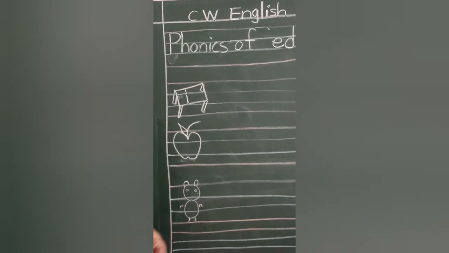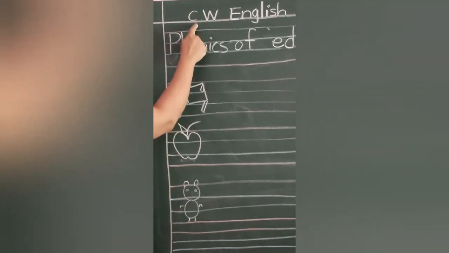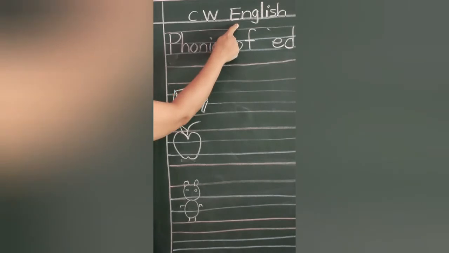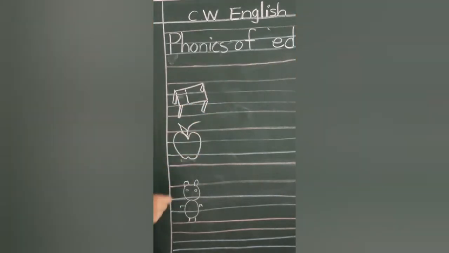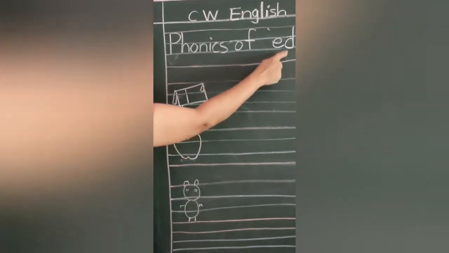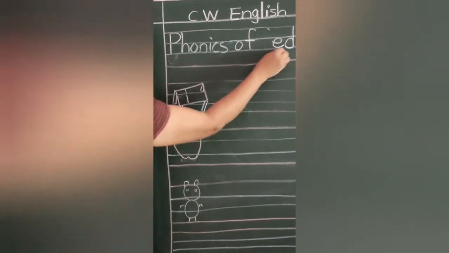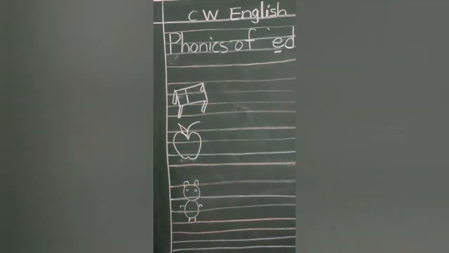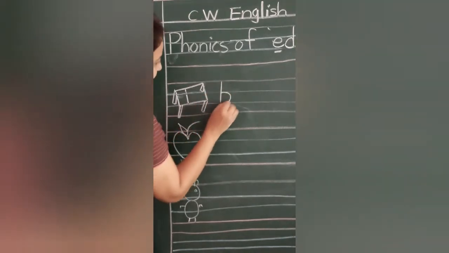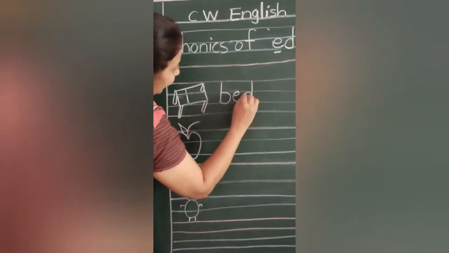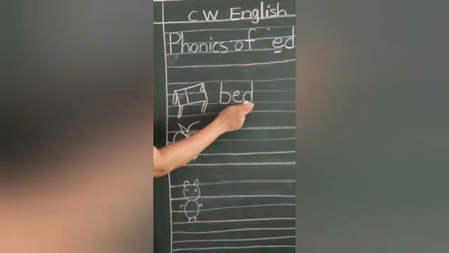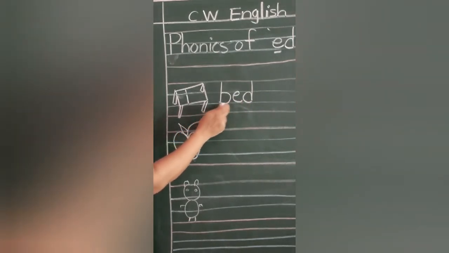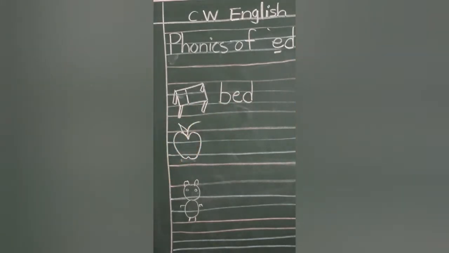Are you ready? Okay. See dot W class work. Which subject are you writing? English. Phonics of ED. What is E? E is a vowel. Now, tell me which picture is this? Bed. So, spelling is B-E-D, bed. B says B, ED, add. B add a bed.